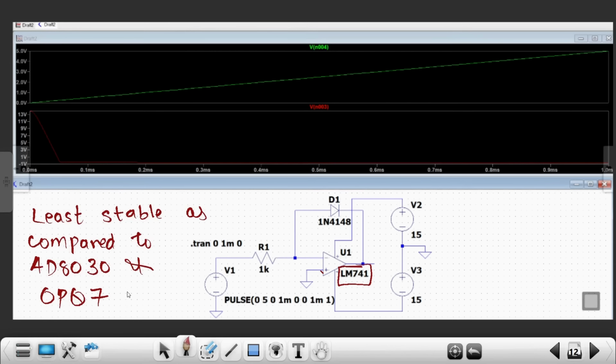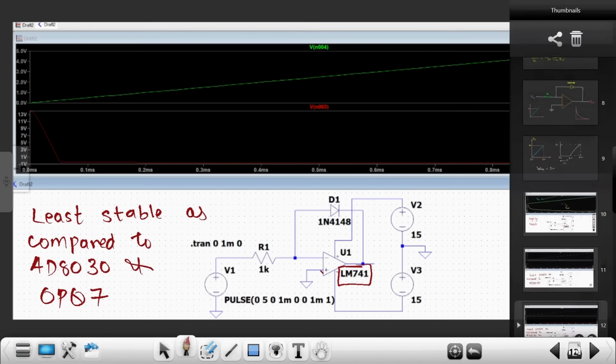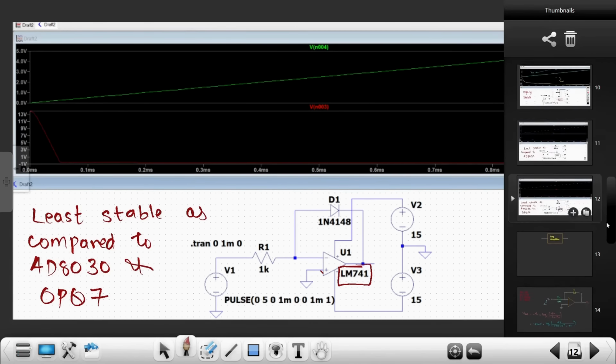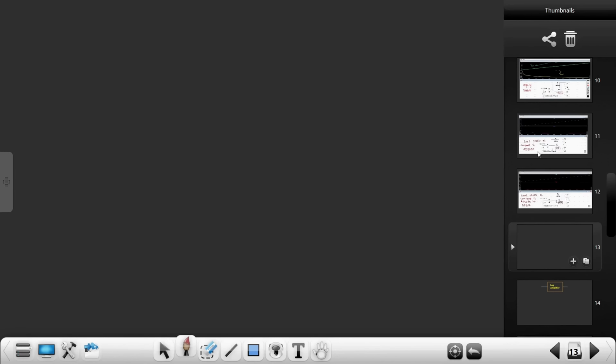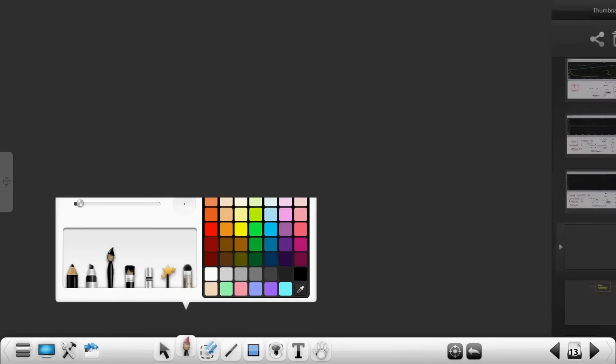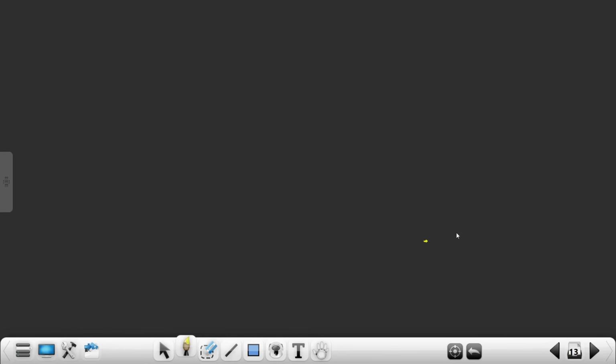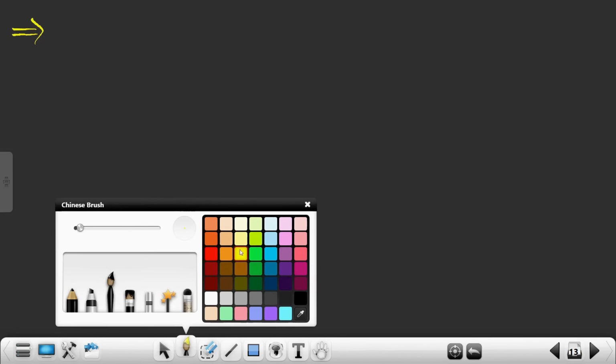Great. So now when I say that this particular Opamp, AD8030, is highly stable, what does that mean? Let me add one more slide over here. Don't worry, I'll provide this PDF in the resources section, so that whenever you refer to my PDF, it will be very easy for you to understand this concept in the easiest way.